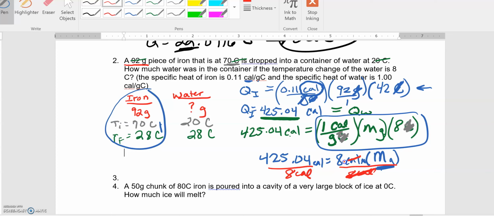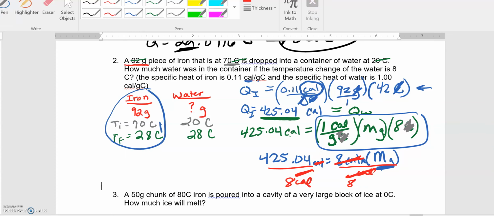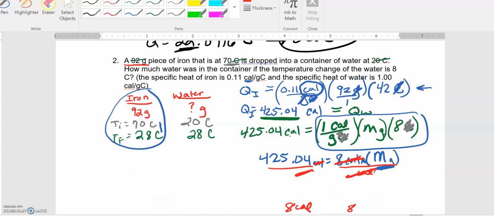Now, over here, that will completely take that out. On my left-hand side, you'll notice my calorie labels cancel out. And when I divide that 425 by 8, I end up with 53.13 is equal to my mass, which is in grams. So 53.13 would be the amount of grams that I have to have in this water.